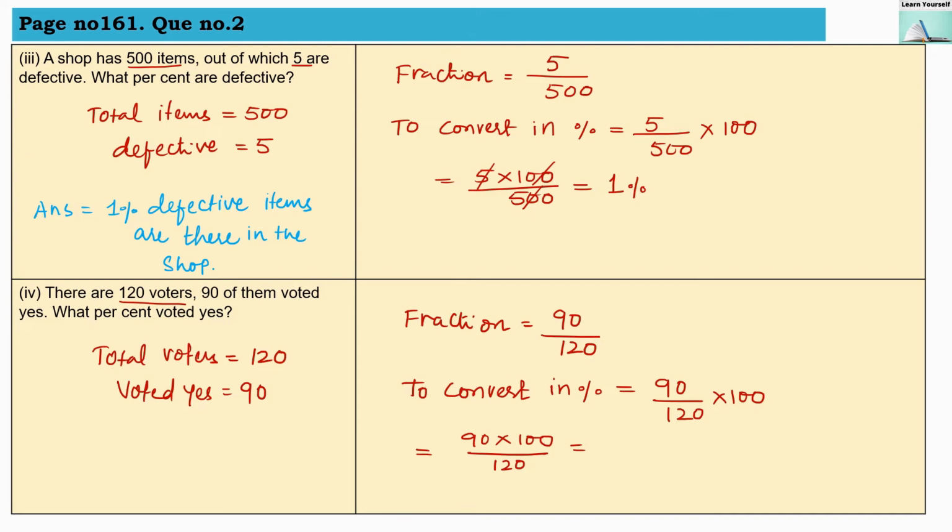So let us simplify this further. We can cancel off a 0 here. So 3 into 30 in multiplication with 10, and here 3 into 4. So 3 and 3 we can cancel off. 2 2s are 4 and 2 5s are 10. Again 2 15s are 30. So we got here 15 into 5. So 75% voted yes.